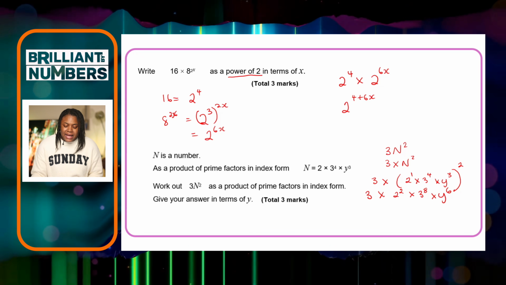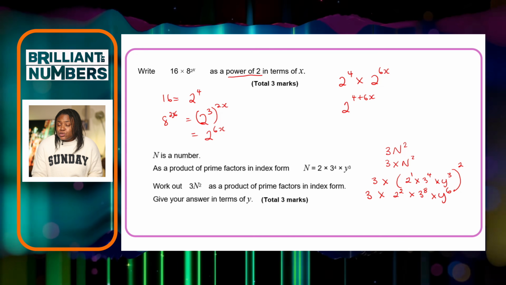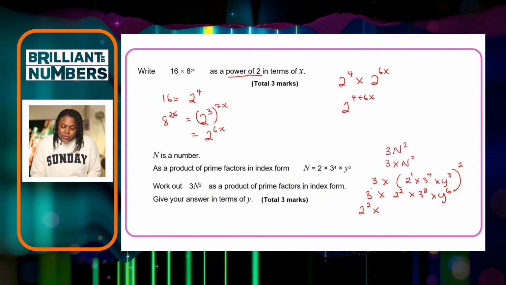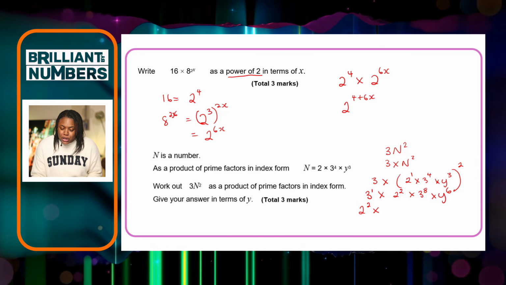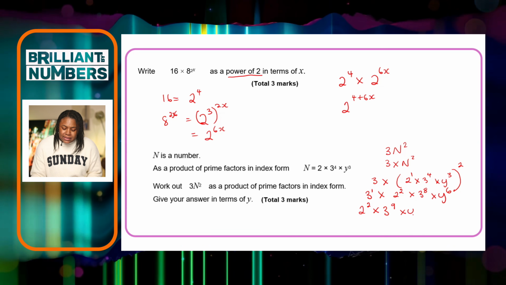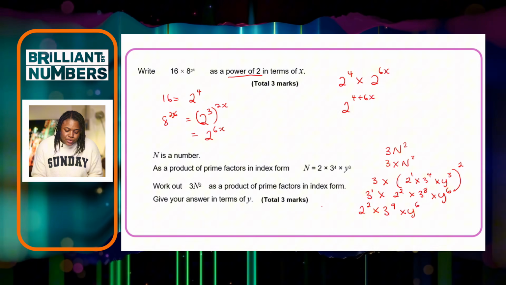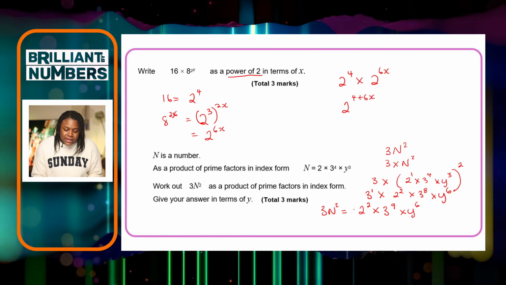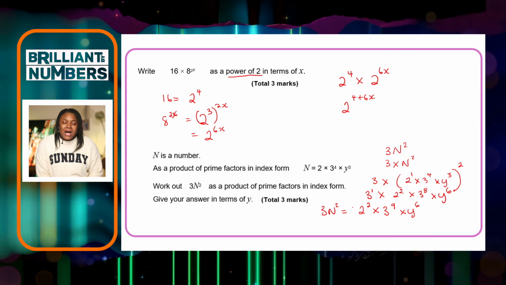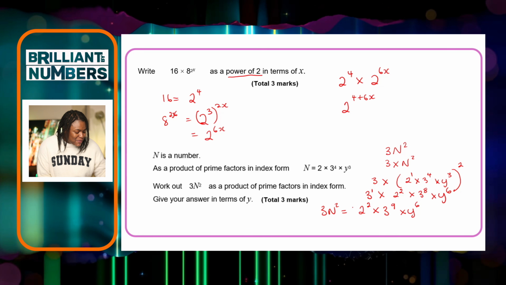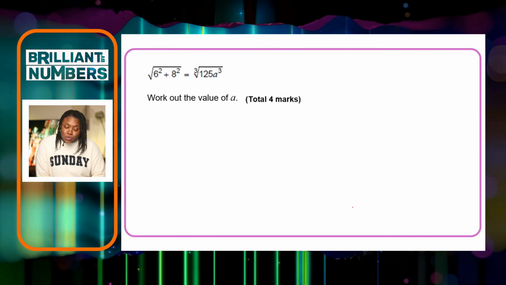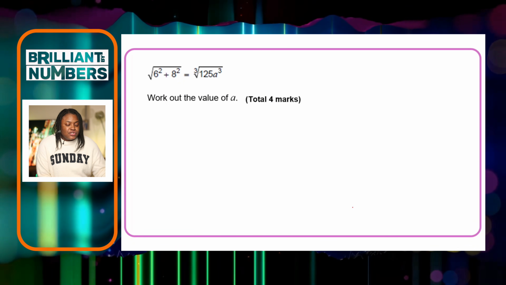Now we realize we have 2 sets of 3's here, so we need to simplify. So we're going to start with our 2 squared first, times, we've got a power of 1 here for the first 3, plus the 8, which is 3 to the power of 9, and then times y to the power of 6. So 3n squared, therefore, is equal to 2 to the power of 2, 3 to the power of 9, and y to the power of 6. Well done.